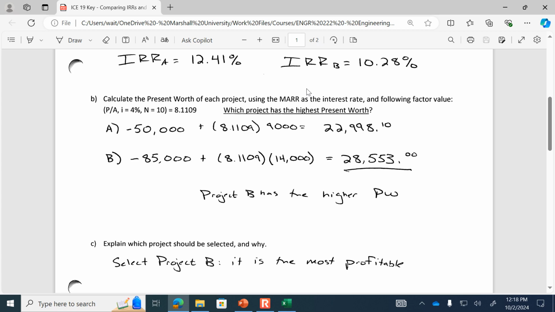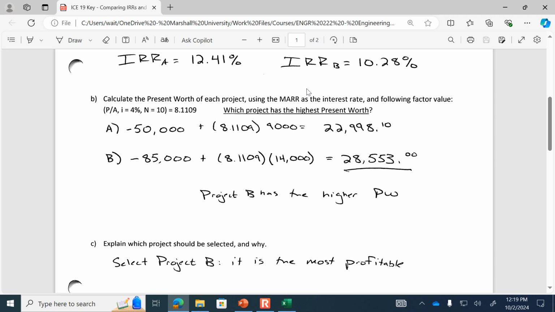The way we can think of this is that if we're borrowing money at 4%, we have to pay back, and some of our profits are going to cover the cost of borrowing. They're going to cover the interest that the lender is requiring. Because we need to buy equipment, whether we're going with project A, we have to pay $50,000 for the upfront investment. Project B requires $85,000. But project B is entitling us to a greater amount of revenue each year.